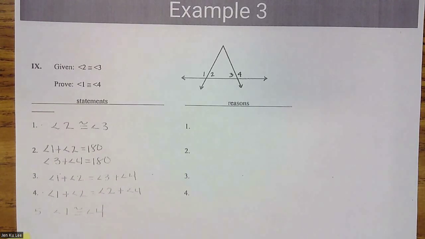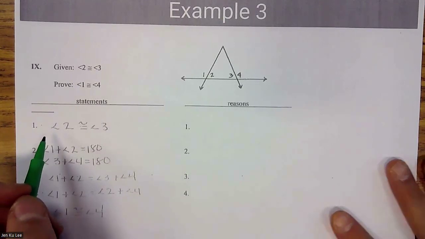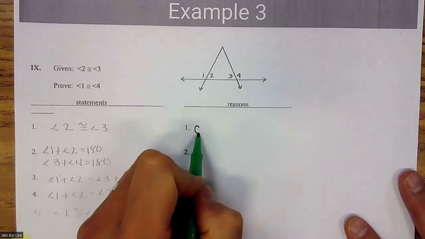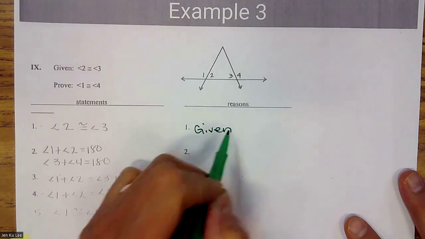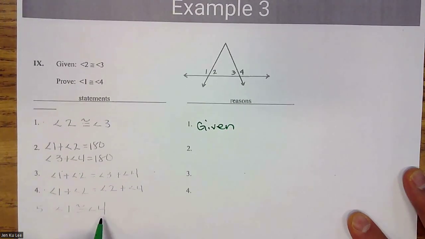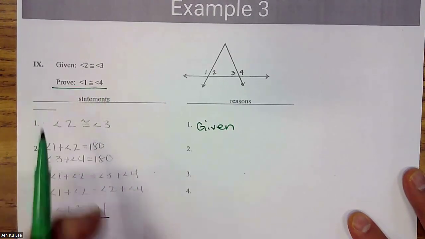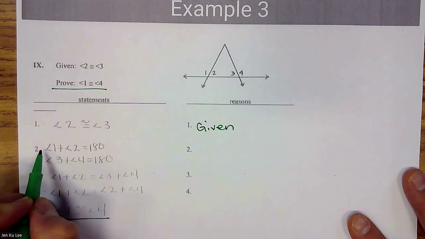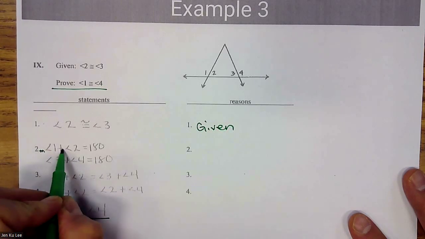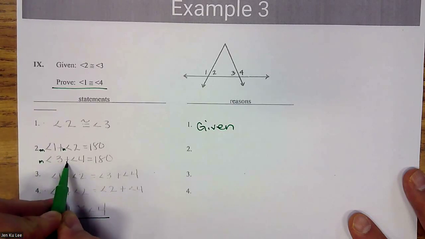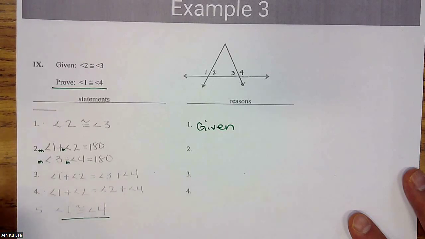So again, how do I know angle 2 is congruent to angle 3? Because it's given. Notice that your last step is that proof statement. Okay. So measure of angle 1 plus measure of angle 2 equals 180. Measure of angle 3 plus measure of angle 4 equals 180.